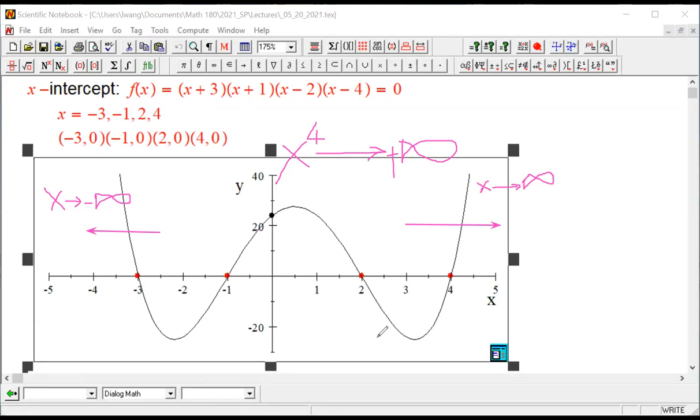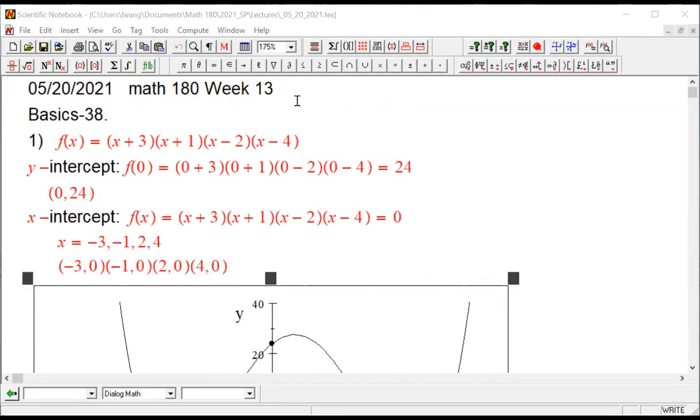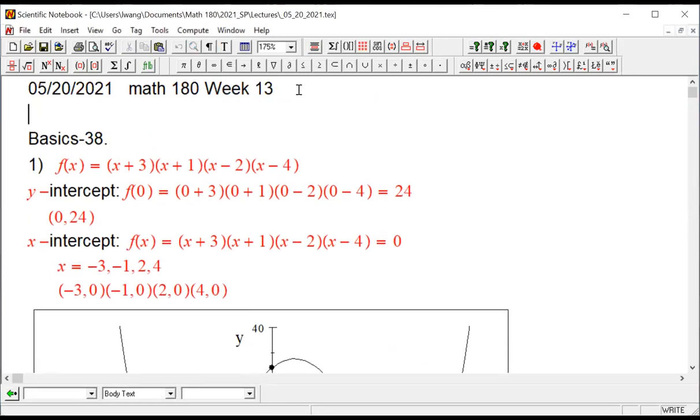Okay, now 39A is about factoring polynomials completely. So still, we have our eyes on the series. Every polynomial we have here can be factored, every single one of them.